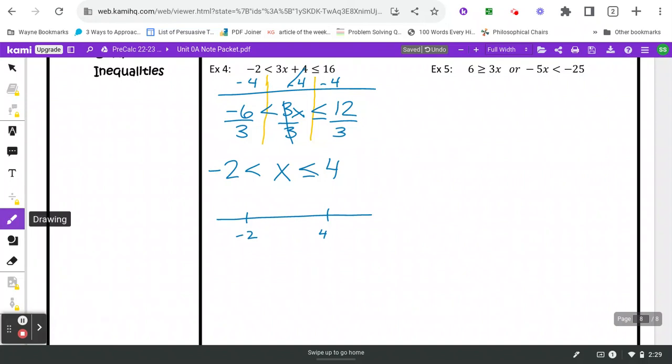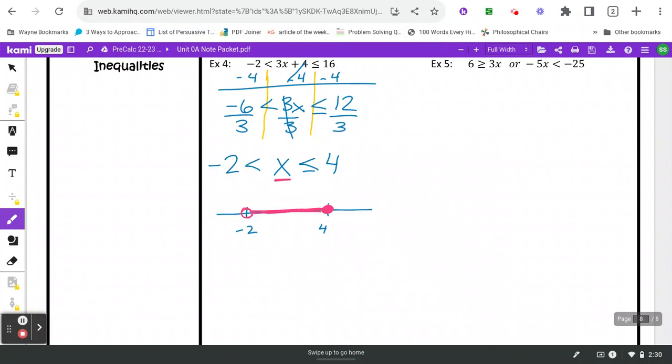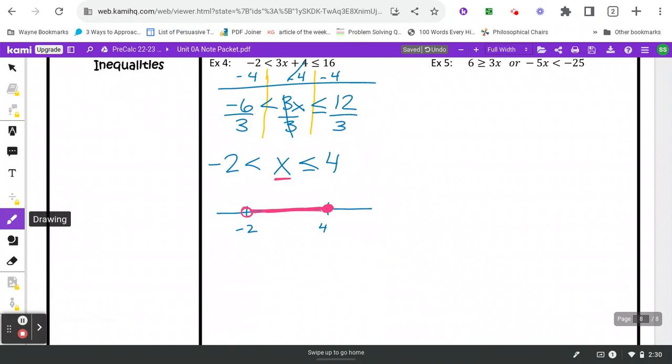And then to graph this, we're going to put an open circle on the negative 2 and a closed circle on the 4. That's going to correspond with the less than and less than or equal to above. And if you notice, x is in the middle here, so we're going to need to shade in this middle area. To write this in interval notation, we're going to do negative 2 to 4. So because we don't have arrows going all the way to the right or left, there's no infinity or negative infinity. Parenthesis on that one and bracket on the other.